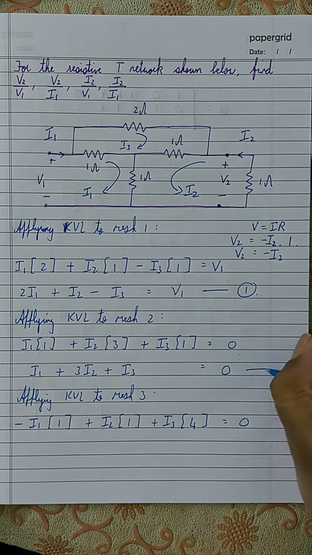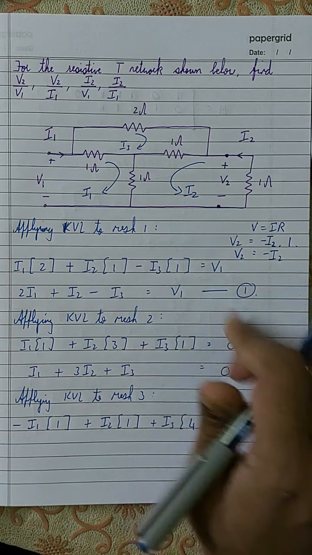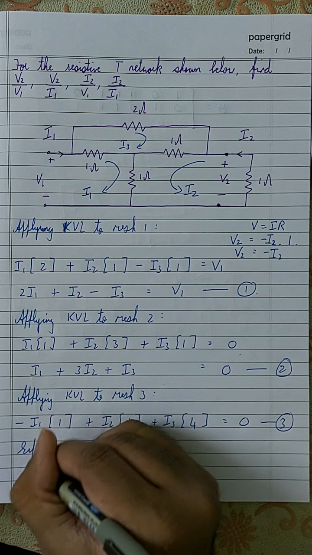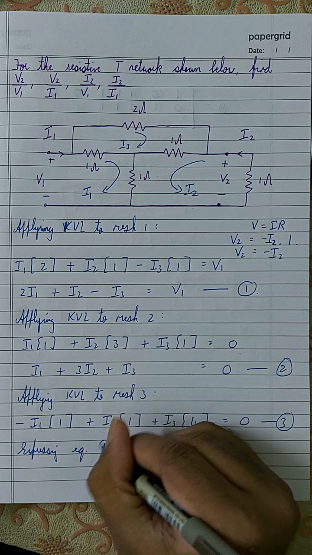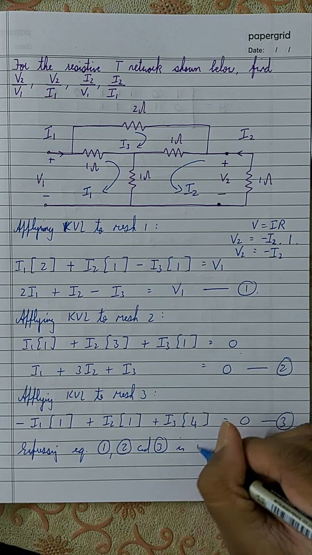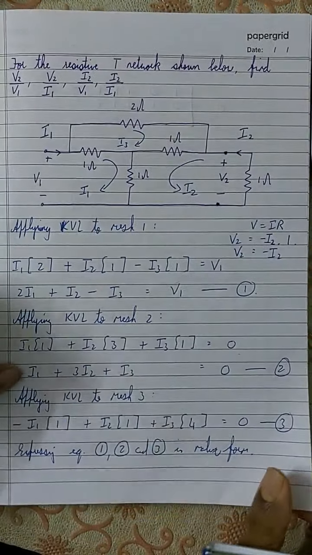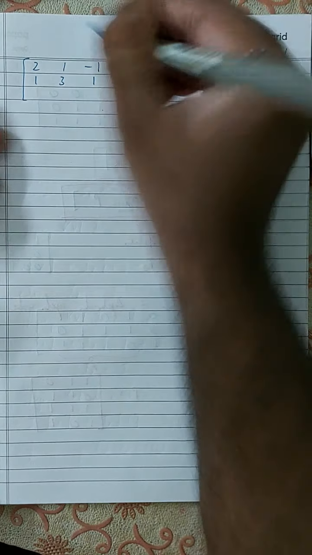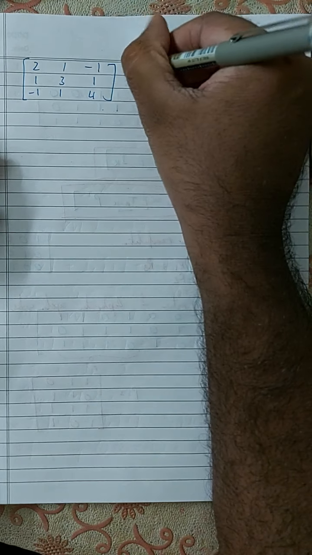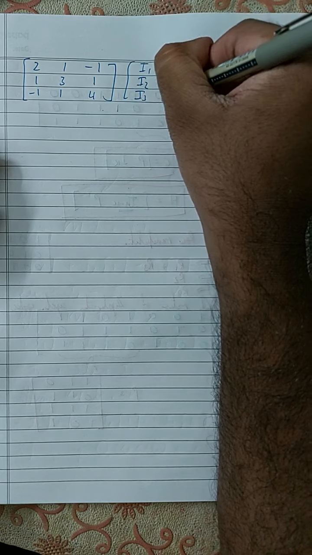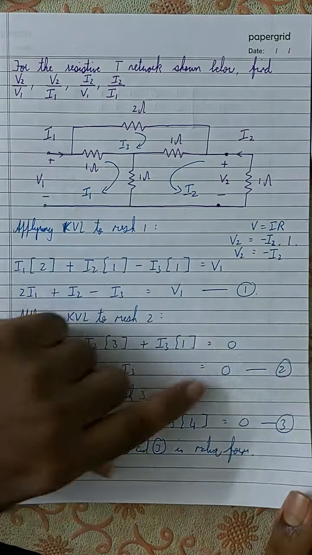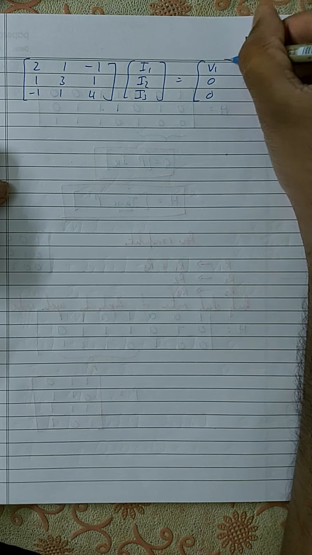There you have it. So this is equation 2, this is equation 3. Expressing these three equations in matrix form, we get: 2 1 minus 1. What about the next one? 1 3 1. Next is minus 1 1 4, and here it is I1 I2 I3 is equal to V1 0 0. Okay, so we got this one.